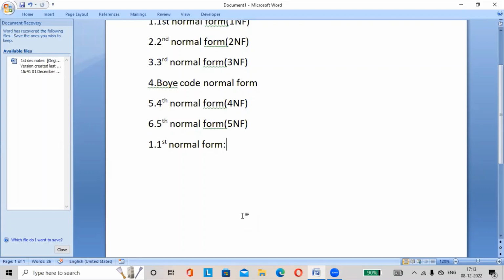Each column must have unique names. All the columns in the table must have unique names. What is the meaning of unique name? It's kind of like a primary key: if we give a primary key, it has unique names, no duplication.